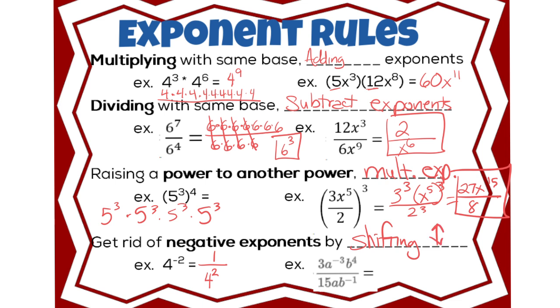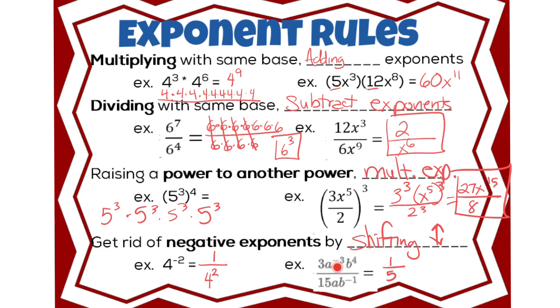up or down. So let's look at this example that I have. The 3 and the 15, those are coefficients. They just work like a fraction. 3/15. That reduces to a 1/5. And now let's look at how we deal with our exponents.